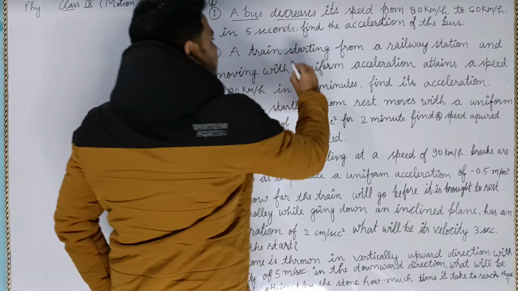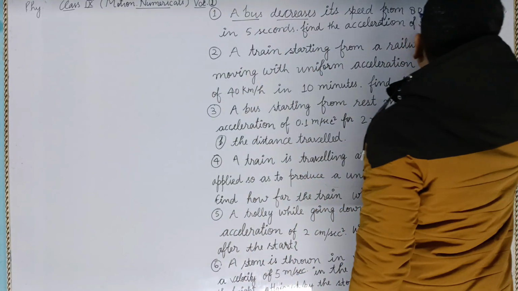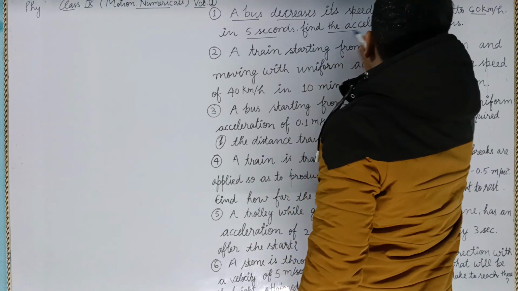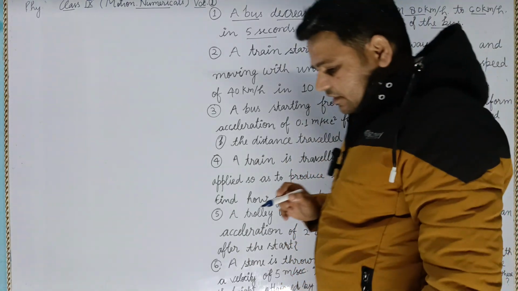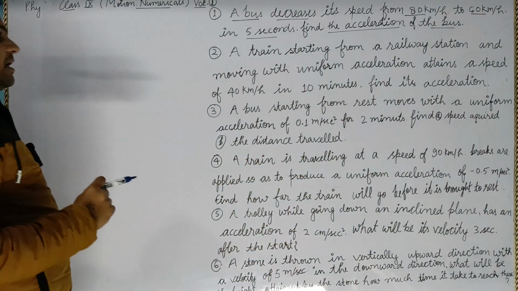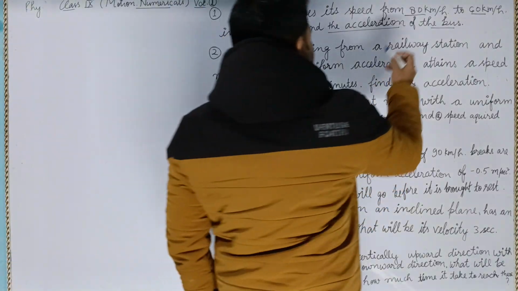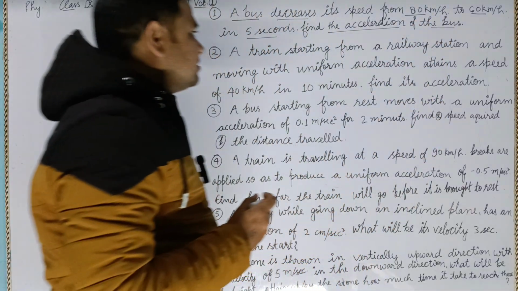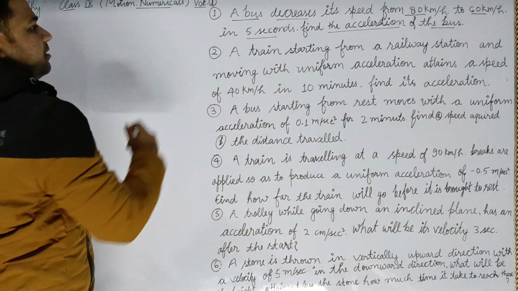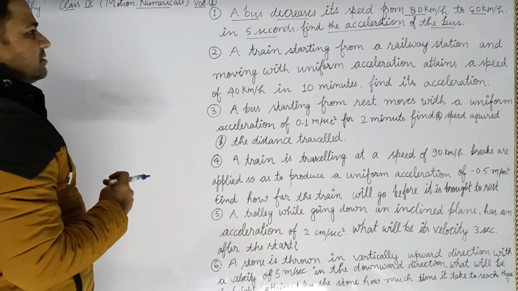Question number 1: A bus decreases its speed from 80 km/h to 60 km/h in 5 seconds. Find the acceleration of the bus. In this question, two speeds are given. First is 80 km/h and second is 60 km/h. Time is given as 5 seconds. Find the acceleration of the bus.